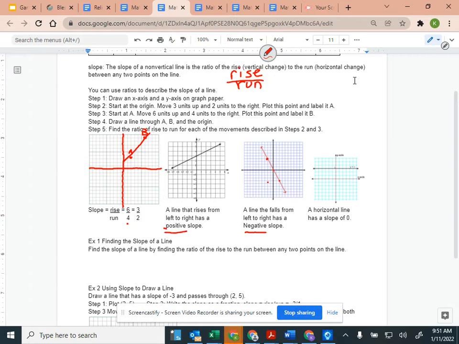So a positive slope means when you start here and you go up to your next one, then it's positive. Negative means you go down and over. So remember that with your slopes. Rise over run. Rise is up or down. Run is how far over to the right. If you're going up for the rise, it's a positive slope. If you're going down for the rise, it's a negative slope. And if it's a horizontal line, our slope is 0. So a horizontal line means there is no slope. It's a 0.